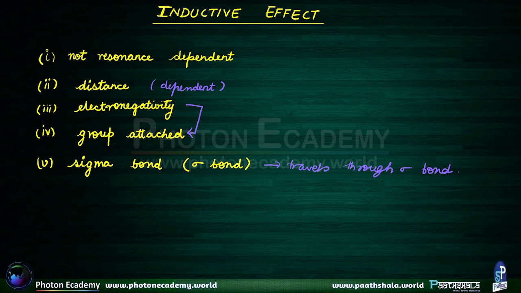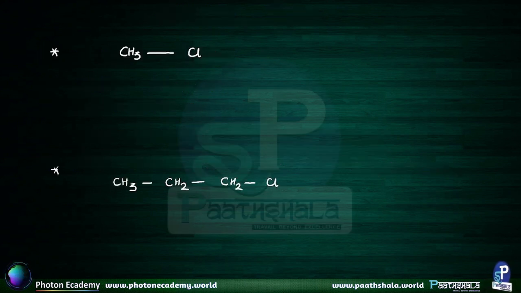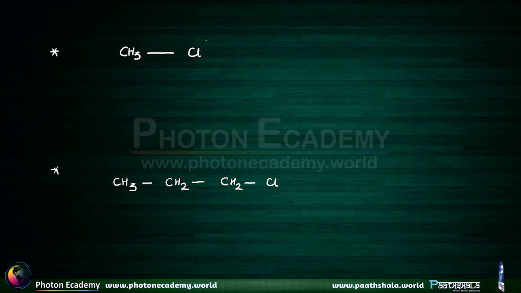Now, let us take a few examples. I'll take a few examples to explain it a little better to you. So the first example I'll take is CH3Cl. Now we all know that in CH3Cl, the more electronegative atom is Cl. We all know this. Cl is more electronegative. Electronegativity is higher than, of course, of carbon.